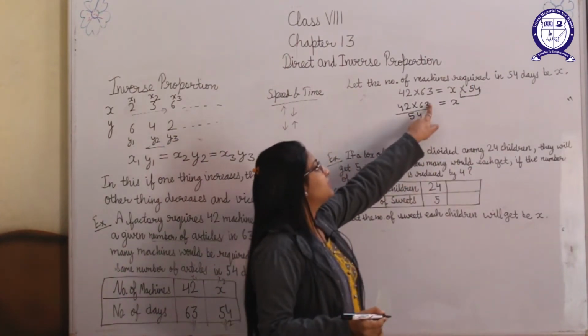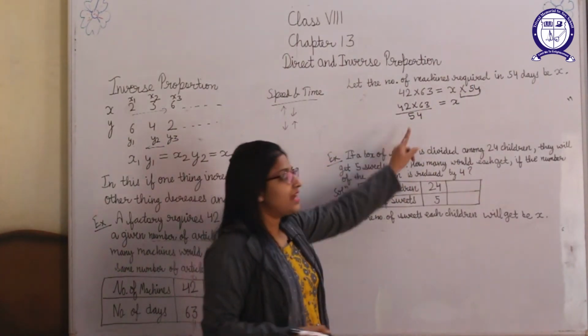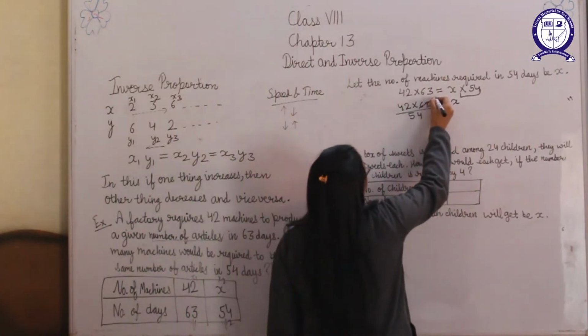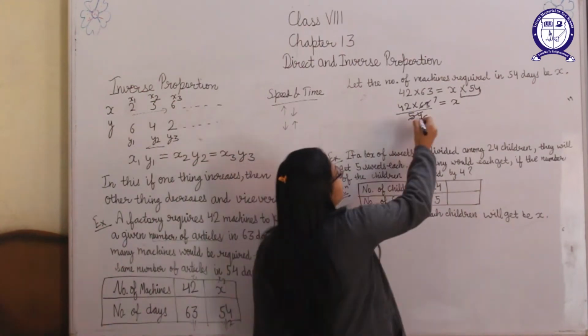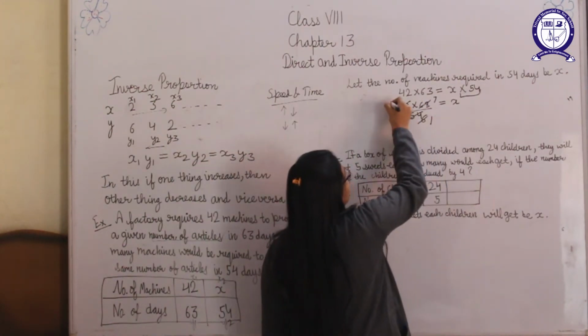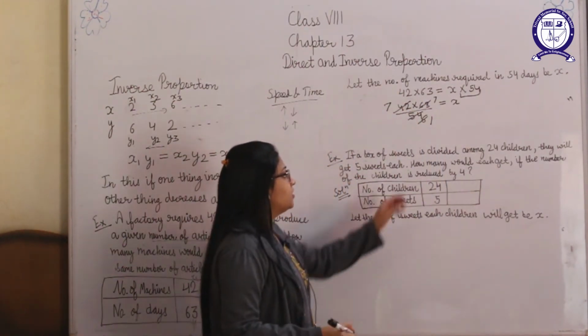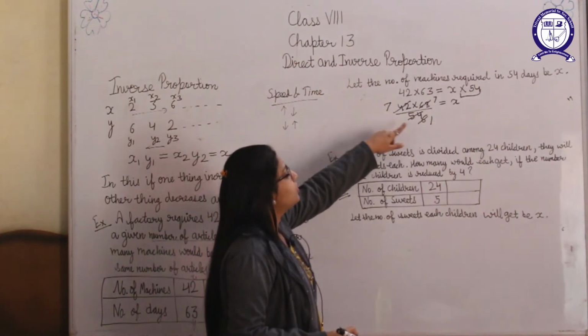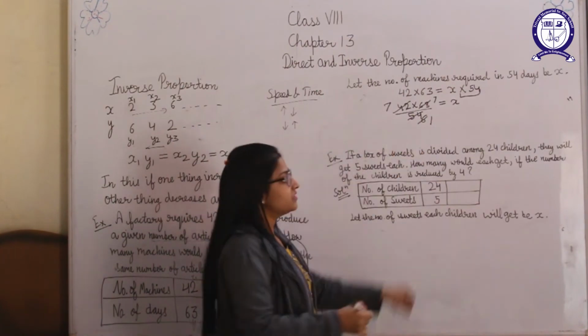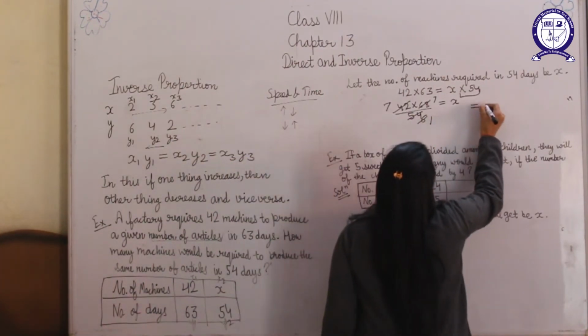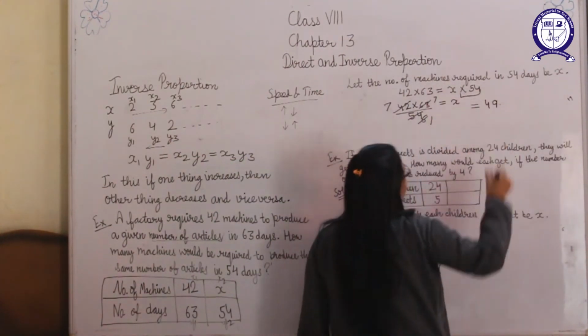Now here 63 and 54 both are divisible by 9. So we will divide: 9 sevens is 63 and 9 sixes is 54. Here 6 ones is 6 and 6 sevens will be 42. Now the denominator is 1. What is the numerator? 7 and 7, 7 sevens is 49. So we are getting the value of x as 49.